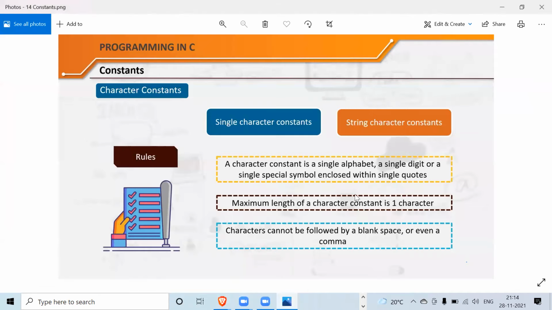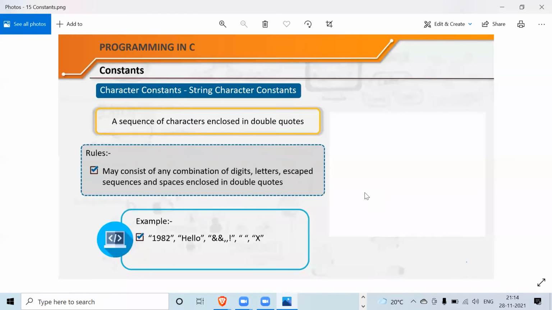So next we have character constants, that is of type string character constants. Now, what is a string character constant? A sequence of characters enclosed in double quotes. You can see the example here. Double quote 1982, more than one character here, and it is digits. We are using digits here. Next is hello, we are using alphabets here.